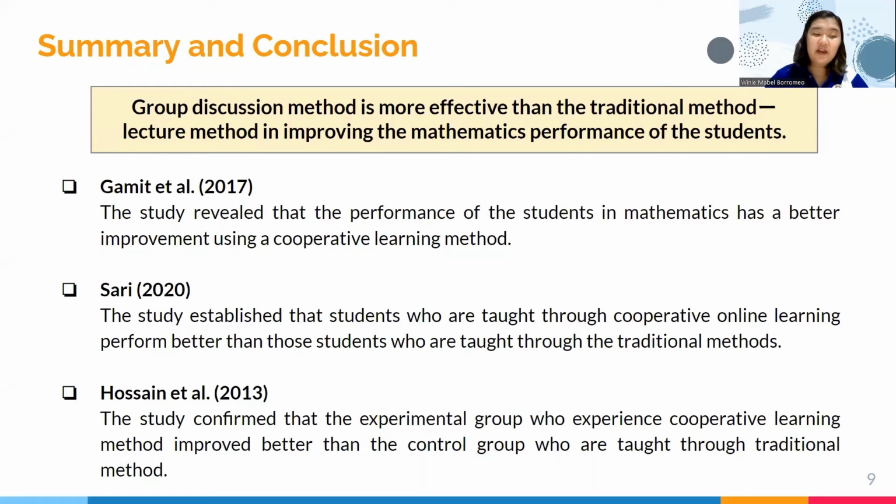Moreover, the study of SARI also established that the students who are taught through cooperative online learning perform better than those students who are taught through the traditional method. And lastly, the study of Hossein et al. confirmed that the experimental group who experienced the cooperative learning method improved better than the control group who were taught through the traditional method.